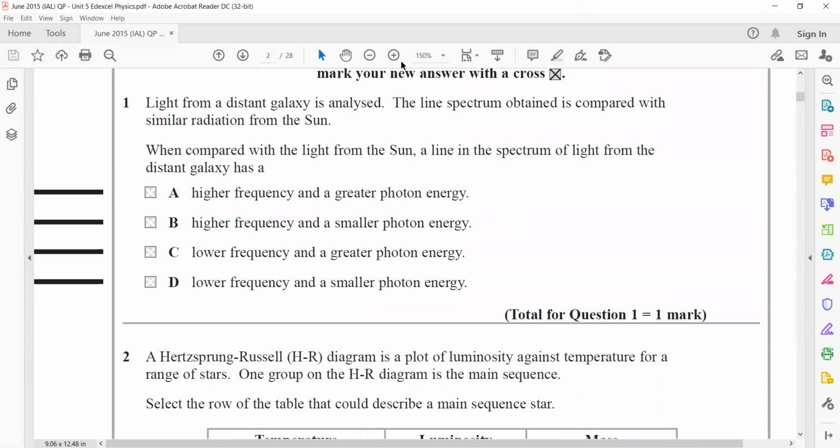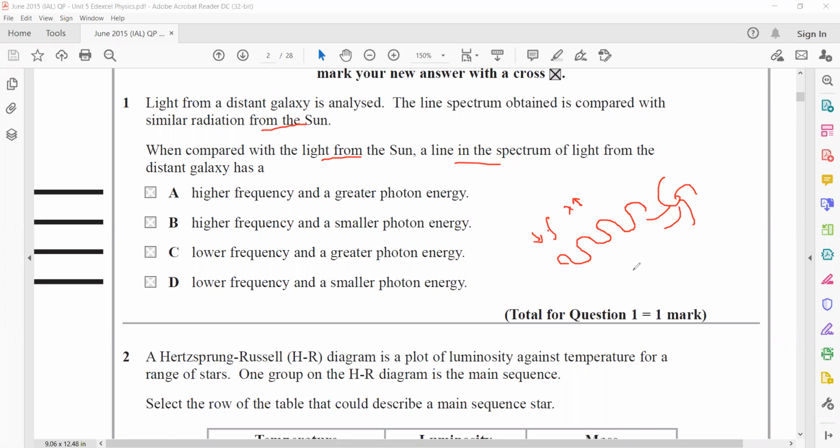The first question, light from distant galaxies. Analyze the line spectrum obtained, compared with similar radiation from the Sun. When compared with the light from the Sun, the line spectrum of light from distant galaxies differs, because these galaxies are moving away from us, so the frequency which we receive will be lower. The frequency will decrease and the wavelength will increase.